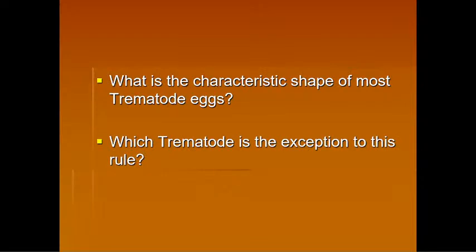Okay? Now, what are the characteristic egg shapes of trematodes? Basically, most trematode eggs are operculated. Okay, for most trematode eggs, but the exception to the rule is schistosomes because they are non-operculated.